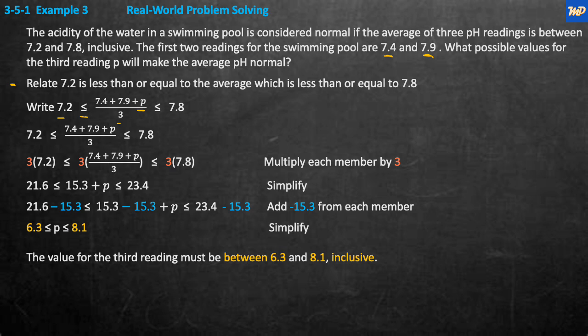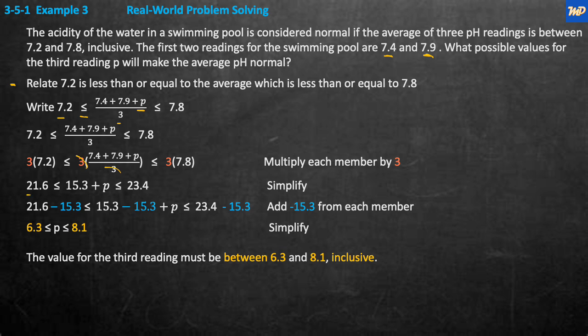And solving for p, we're going to multiply each side by 3. When we do that, we're going to get 3 times 7.2, less than or equal to 3 times the average. These 3's here will cancel each other out, and this is 3 times the 7.8. So now we have the numbers multiplied by 3.